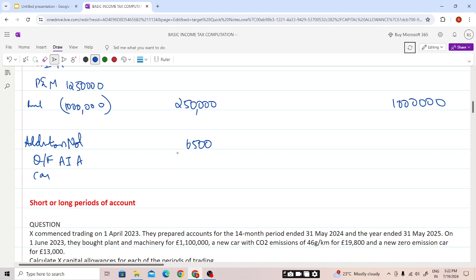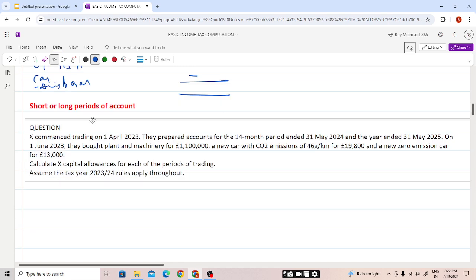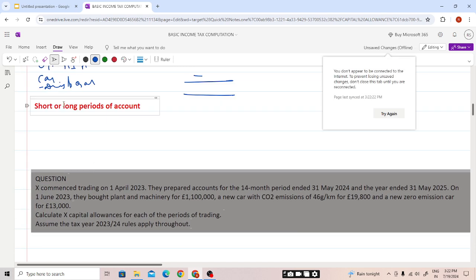I hope this is clear. Now, any disposal, students? No disposal. Less any disposal? No disposal. By this we will get the value.